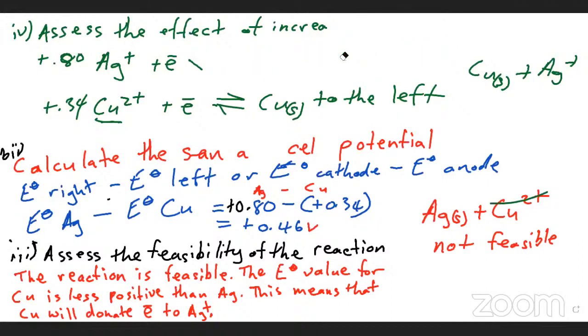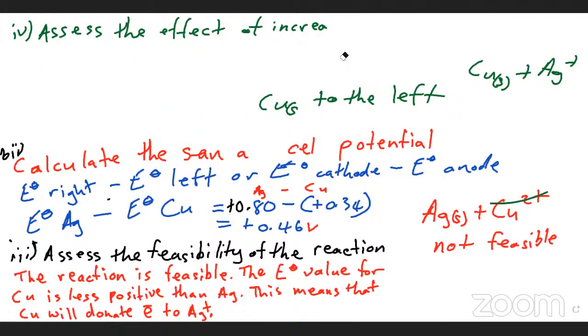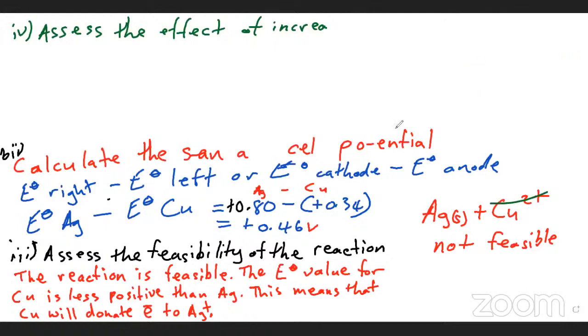Just remember, the higher the value, the more likely it is to be reduced. You can just say more positive, reduced. So whichever one you want to use, there's more than one way of viewing it. Just pick the one you understand and use it.